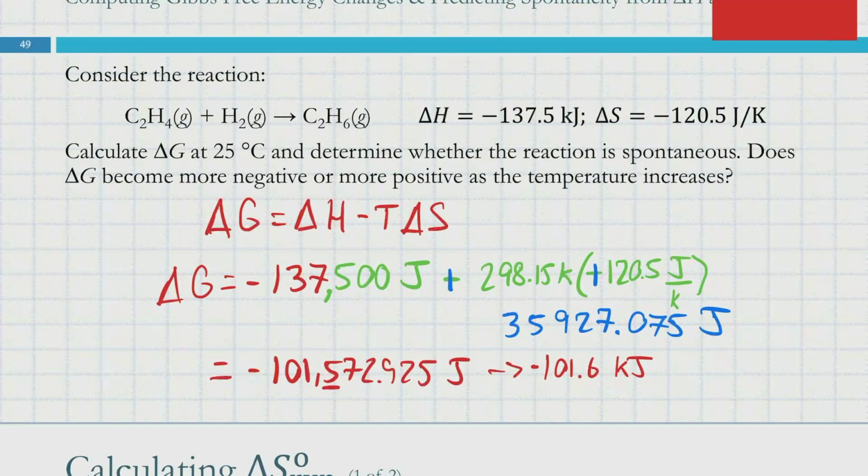Okay, so that's our change in Gibbs free energy. Is the reaction spontaneous? What's our condition for spontaneity with Gibbs free energy? Positive or negative? Yeah, it's negative. So we have negative delta G. So this is spontaneous. It'll happen by itself. Maybe not quickly, but it will happen.